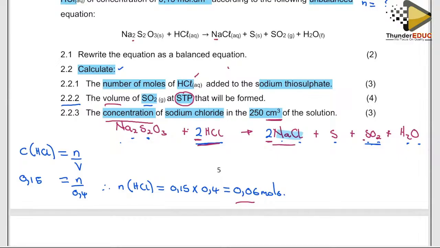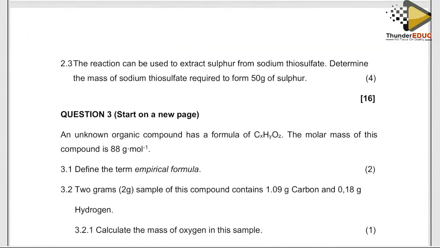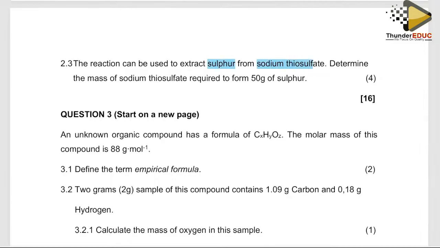Then we're going to proceed to the next question, which is now our 2.3. They're saying the reaction can be used to extract sulfur. So this reaction can be used to extract sulfur from sodium thiosulfate, right? Then determine the mass of sodium thiosulfate required to form 50 grams of this sulfur, right? So we're supposed to start by calculating the number of moles of sulfur, right?